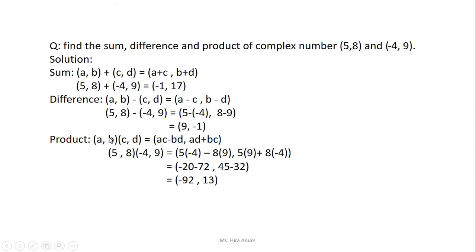Similarly, product. (a, b) and (c, d) multiply, then we have ac minus bd, ad plus bc. So we multiply 5 with minus 4, we have minus 20. 8 multiplied with 9, we have 72. So our first number is minus 92. Minus minus, we take addition, but the sign we take is minus. 5 multiplied with 9 becomes 45, plus 8 multiplied with minus 4, we have minus 32. 45 minus 32 equals 13.